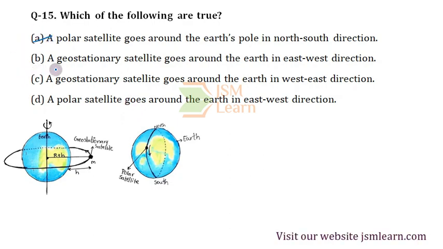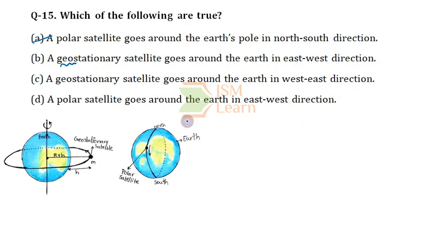Coming to option B, in option B and option C, you can see that there is a discussion about the geostationary satellites. Before identifying which of the following options is correct, let us know what the geostationary satellite is. The name itself suggests that geo means Earth, and stationary means it is at rest. That is a satellite which is at rest with respect to the Earth. Geostationary satellites are the satellites which are at rest with respect to Earth.